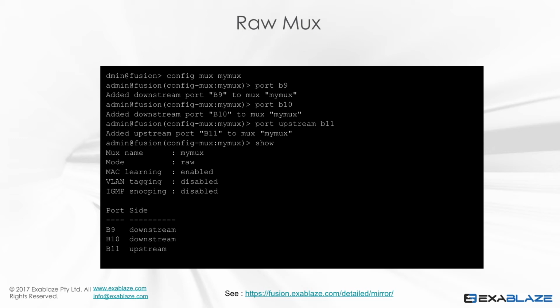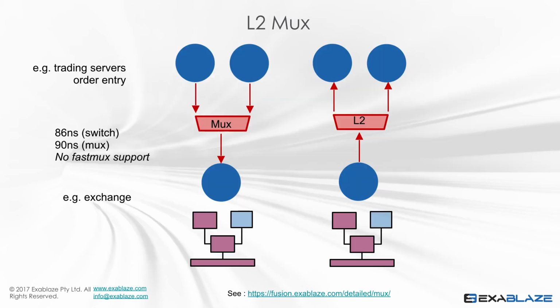Creating a multiplexer is very similar to creating a mirror. We enter configure mode and give the multiplexer a name, in this case myMux. We can then add ports, in this case ports B9 and B10, and the device will report that the ports have been added. We can then set an upstream port, which is the port connected to the single connection, for example the exchange, by adding a port and specifying that it is an upstream. Similar to the mirror, we can use the show command to show the settings of the device.